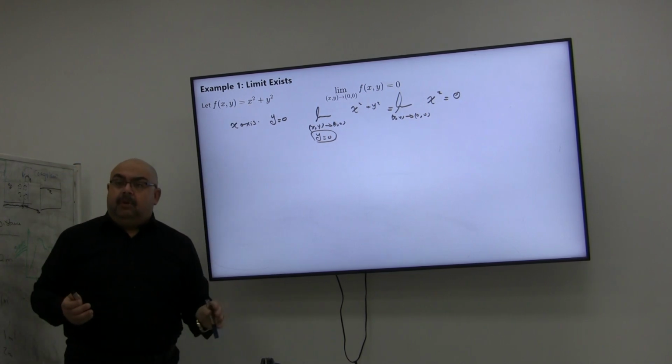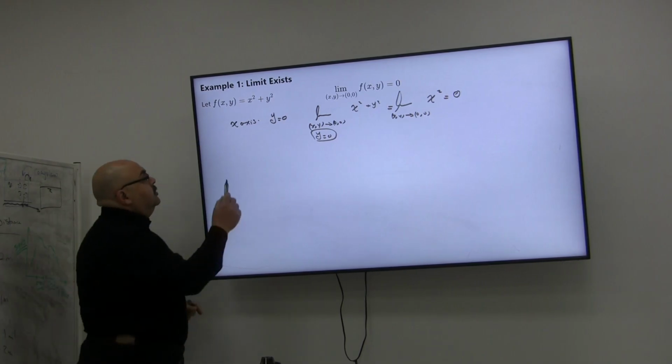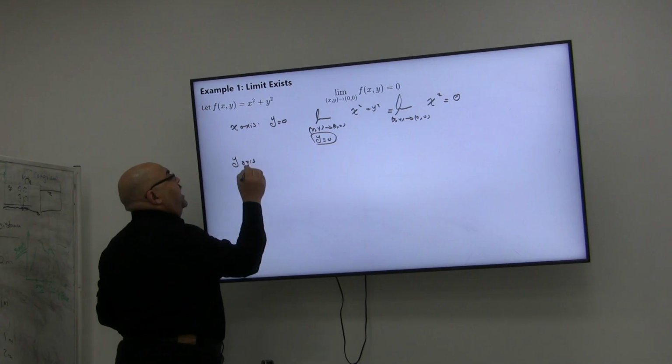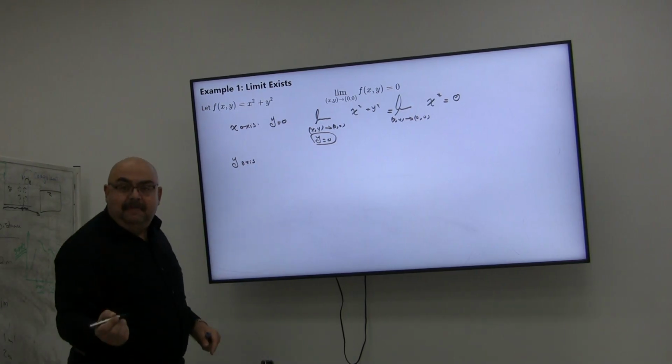Okay, why not use the y-axis? Okay, I will do it. I will try to see what happens if I use the y-axis as a proposed curve.